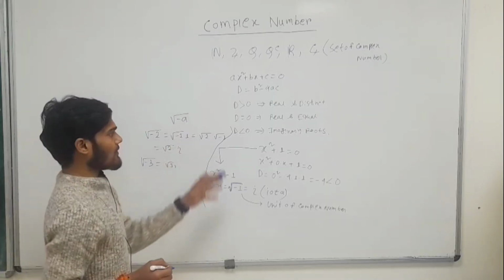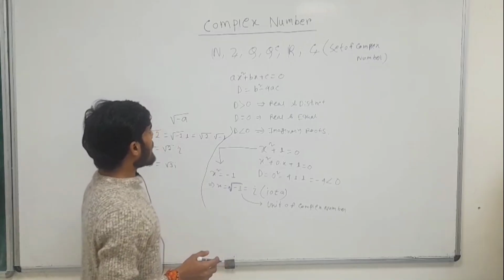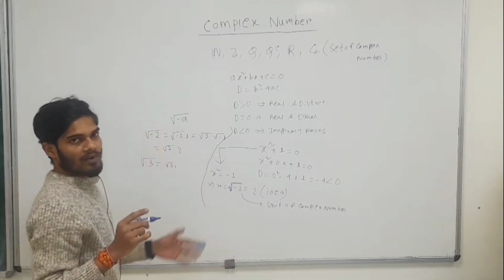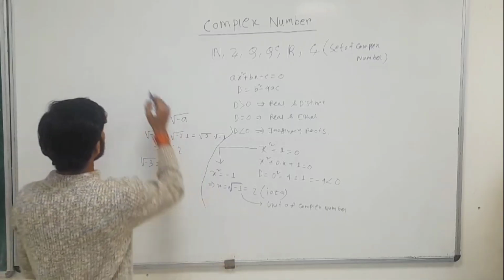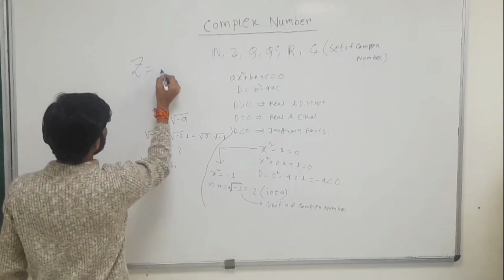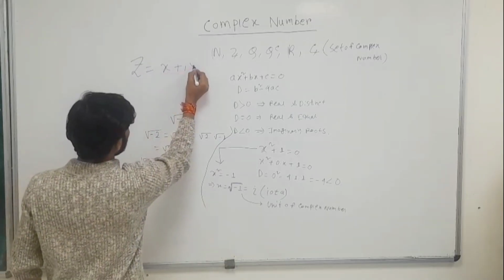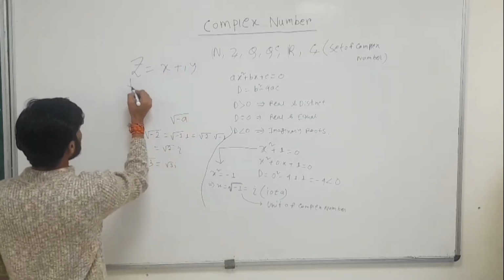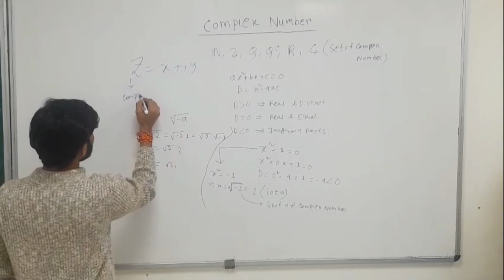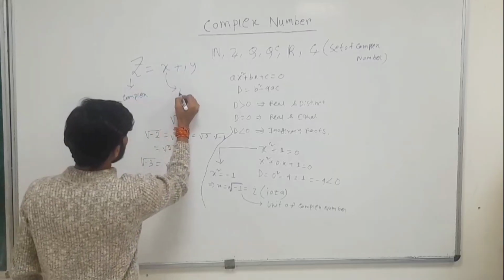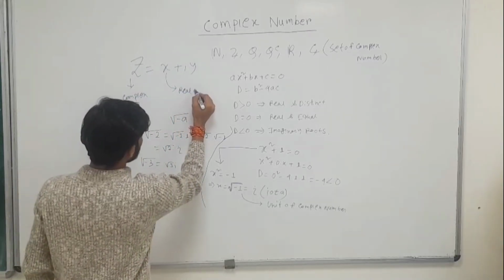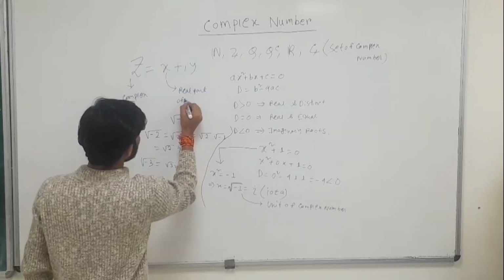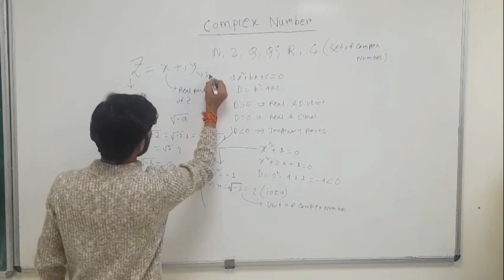Now, like this type. Now, I will see the representation of complex number. So, we will represent the complex number as z is equal to x plus iota into y. And this is called a complex number. This x is the real part of complex number z and this y is the imaginary part.